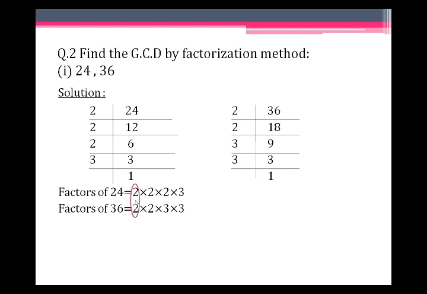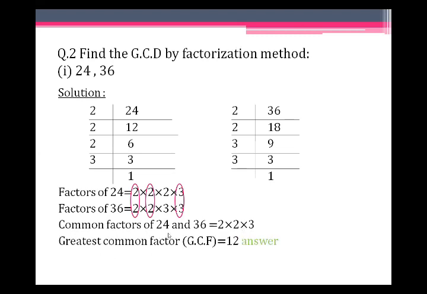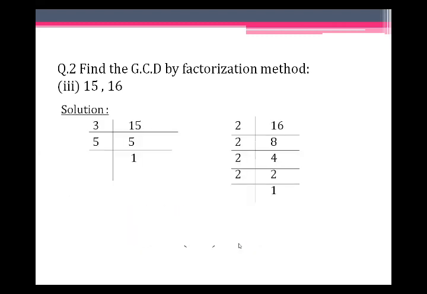Now here 2 is common in both sets. Again this 2 is common in both sets and 3 is common in both sets. So here we write the common factors of 24 and 36 which are 2 multiplied by 2 multiplied by 3. Now students, here we multiply all these numbers. As we know, 2 multiplied by 2 is 4 and 4 multiplied by 3 is 12. So greatest common factor GCF is equal to 12.